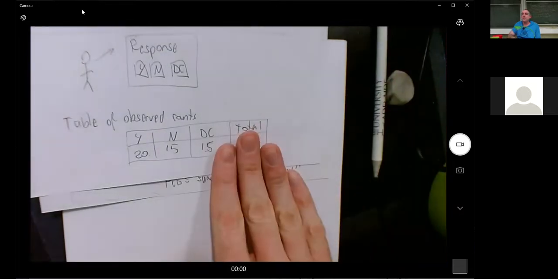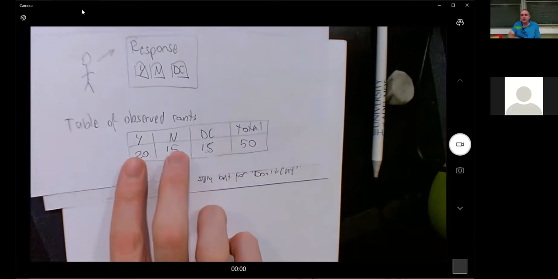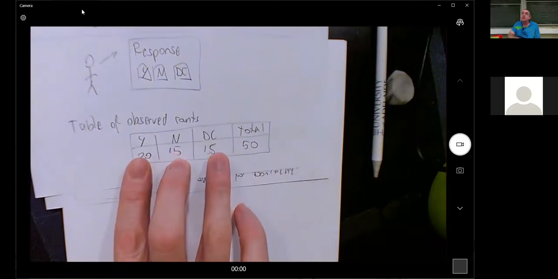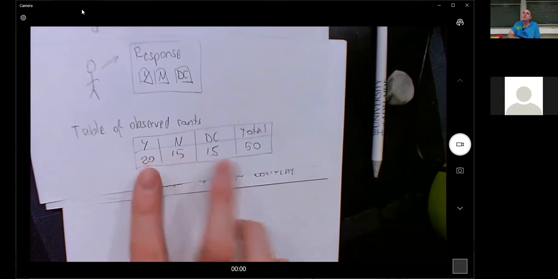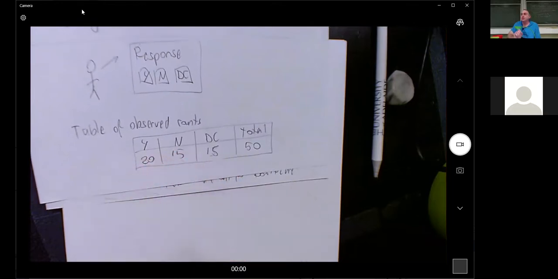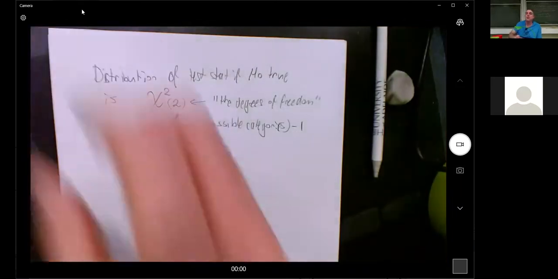If it was a total of 50, I'm imagining all of the groups of 50 I could have had, then once I've chosen 2 of these groups, the other one has to be whatever's left over. So I'm only free to choose how many are in 2 of these boxes. That's how much freedom I've got, 2 boxes can be chosen. And then since I'm imagining groups of size 50, the other one is completely determined once I've chosen 2 of them. So that's what it's referring to with the degrees of freedom there.